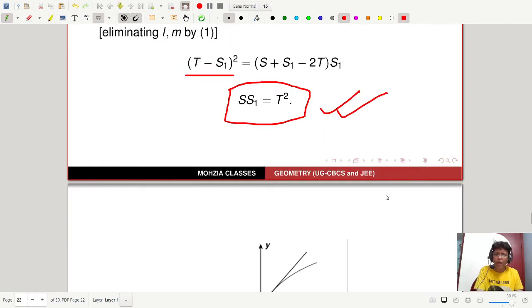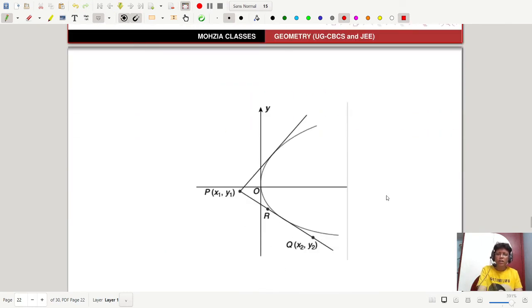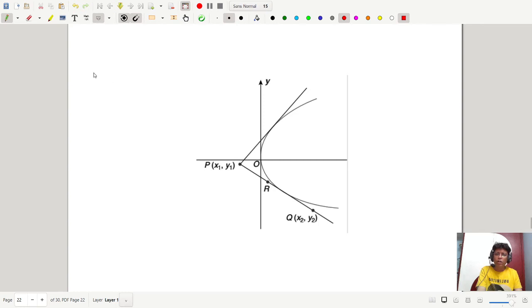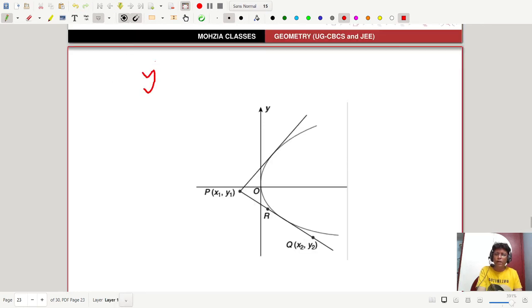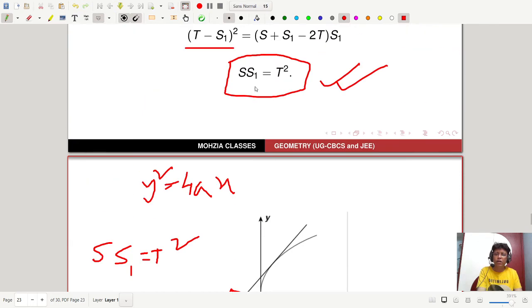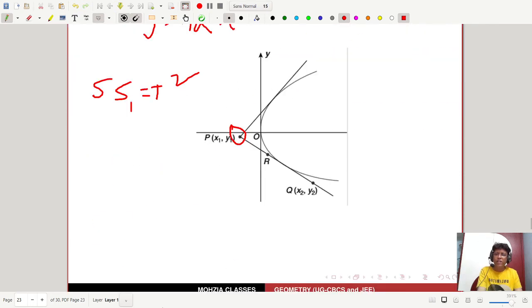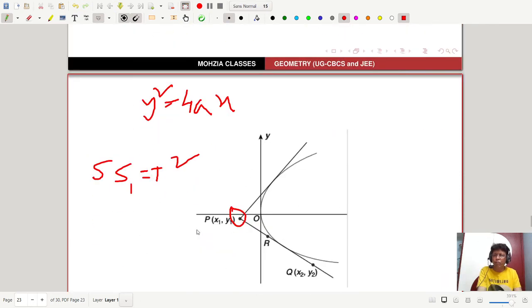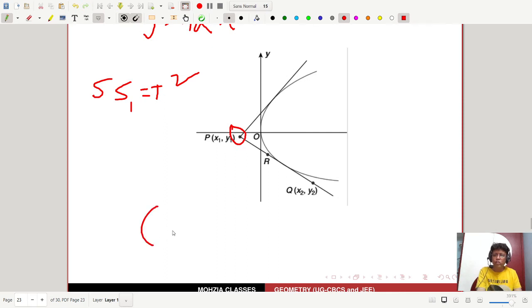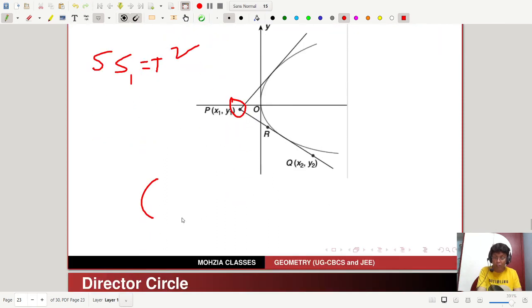Okay. Now, this is the pair of tangents for the parabola. If the equation of the parabola is y square equal to 4ax and the external point is P(x1, y1), what will be the equation of the pair of tangents? S s1 equal to t square, right? That you have learned here. So let me write directly. I don't want to do the calculation. Maybe you need this calculation for another purpose.